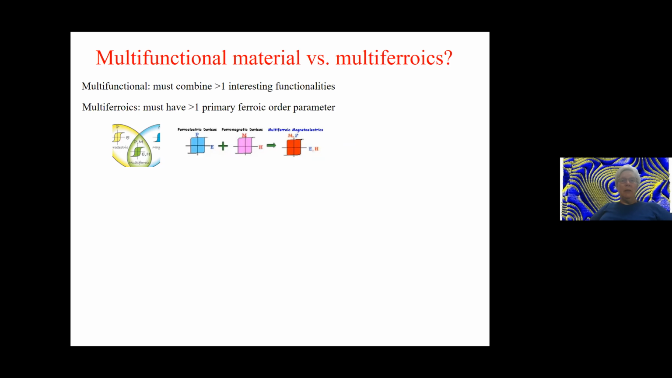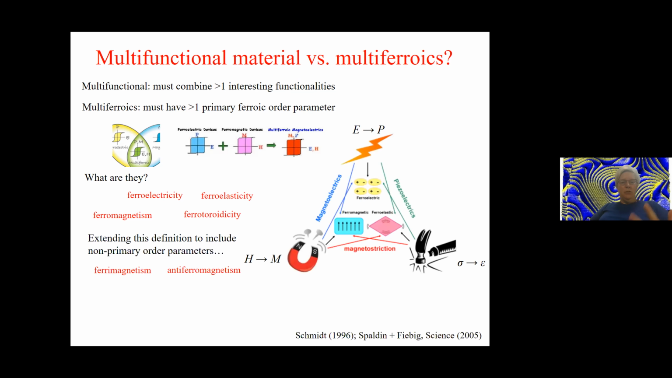So for many years, we've been working on multiferroics. And these are materials that combine more than one of the primary ferroic order parameters. So these include ferroelectricity, ferroelasticity, ferromagnetism, and ferrotoroidicity. And very often these primary order parameters are extended to include other non-primary order parameters, such as ferrimagnetism and antiferromagnetism. In any case, the idea here is that we know that, for example, normally electric field works on polarization.